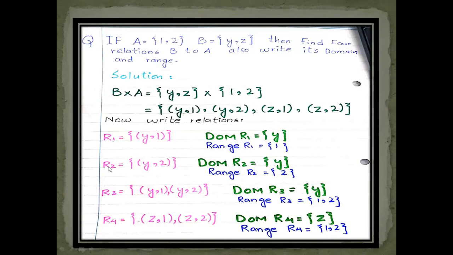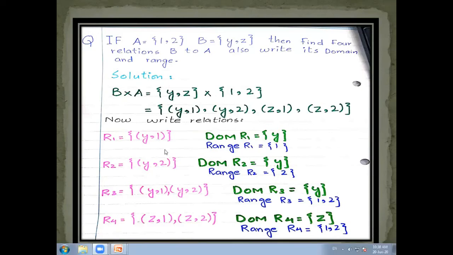If it's relation 2, we will write capital R, and in subscript we will write 2. For relation 3, capital R, and in subscript we will write 3. Now relation 1, as per my choice, is the first ordered pair. You may take 1y, 2y, but I just take one ordered pair of the Cartesian product as relation 1, 1y. Relation 2, the second ordered pair 2y.